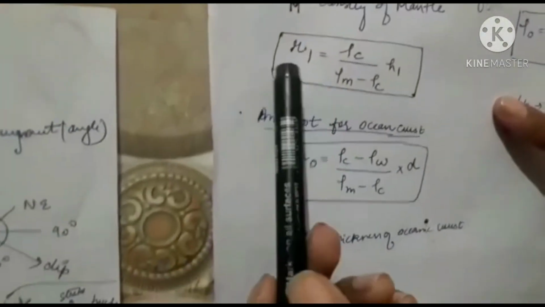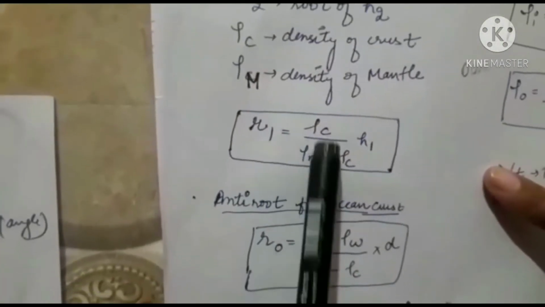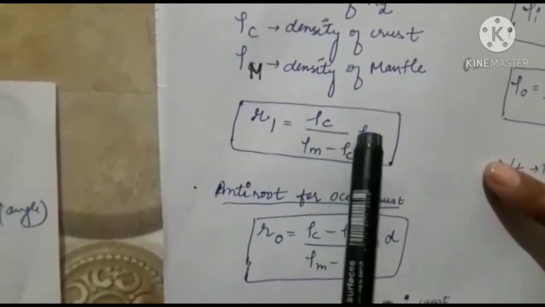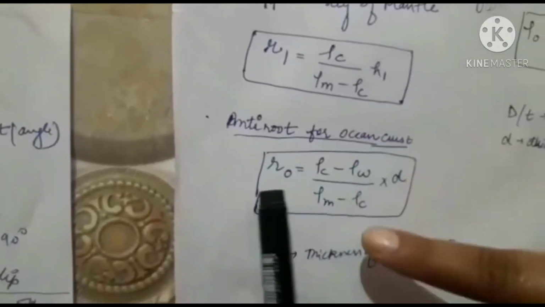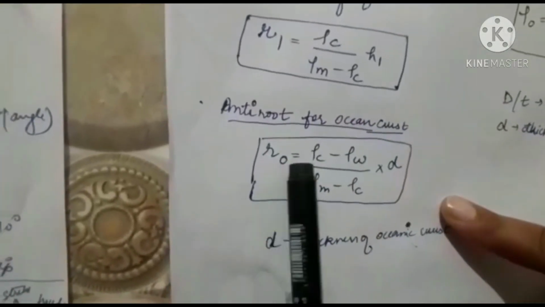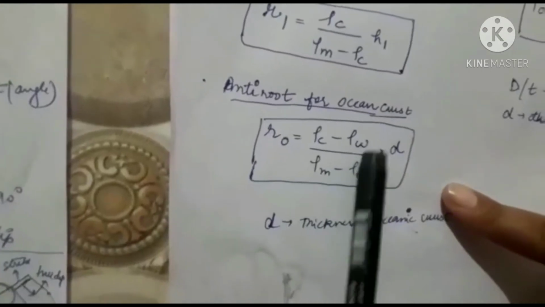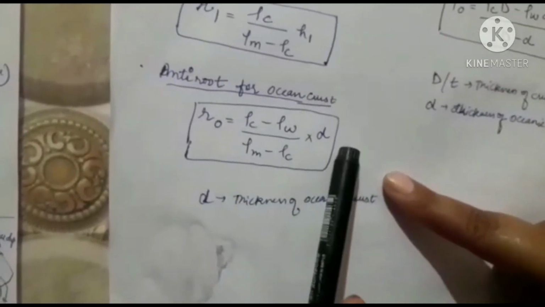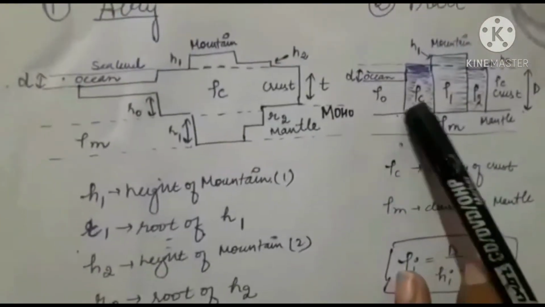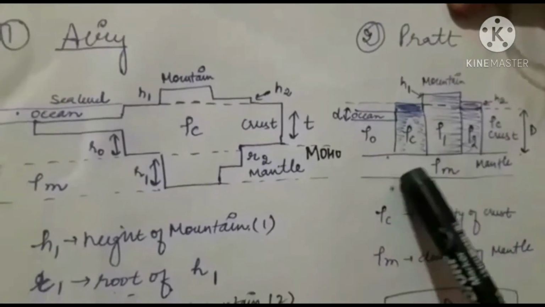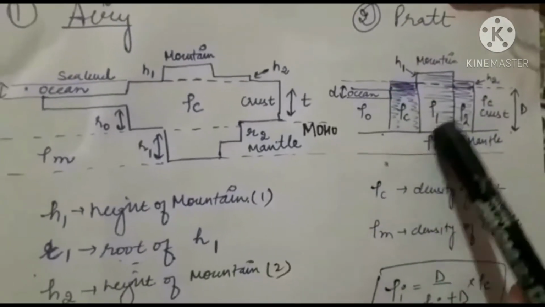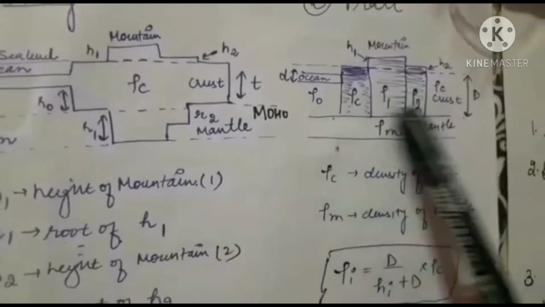Okay, and this will be the formula of Airy's model. R1 is equal to rho C upon rho M minus rho C into H1, and for the anti-root of the oceanic crust we will have R0 equal to rho C minus rho W upon rho M minus rho C into D. Okay, now you see in Pratt's model all the blocks are dipping to an equal depth, and the H1 mountain will not have any root which will be greater or higher, because all are dipping to the same level.